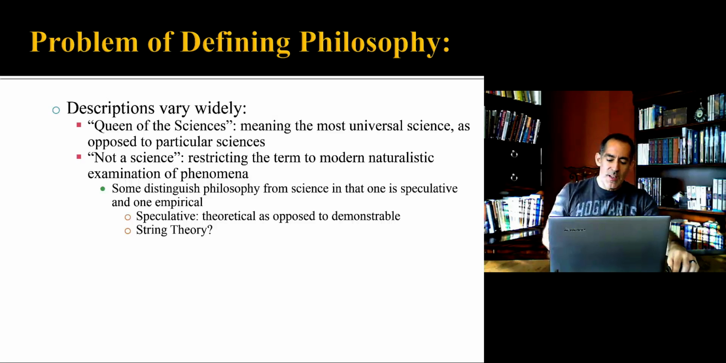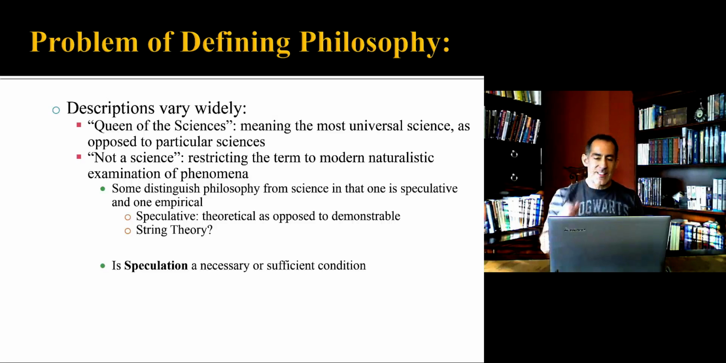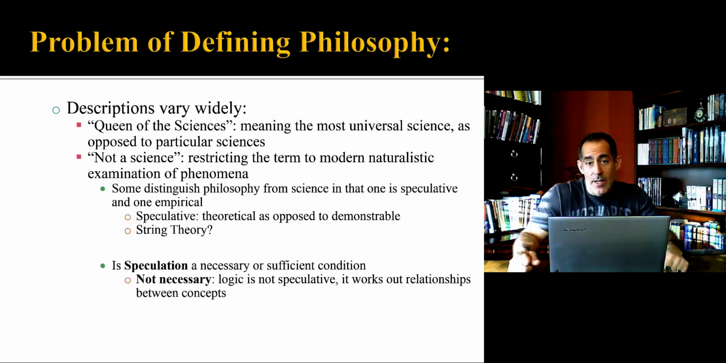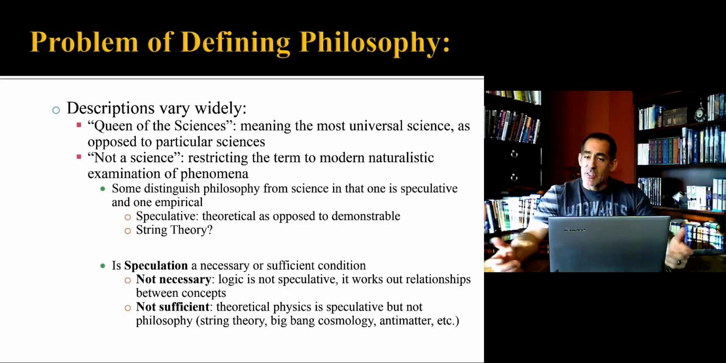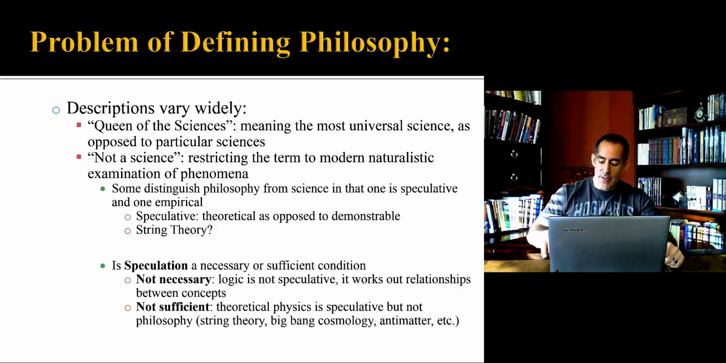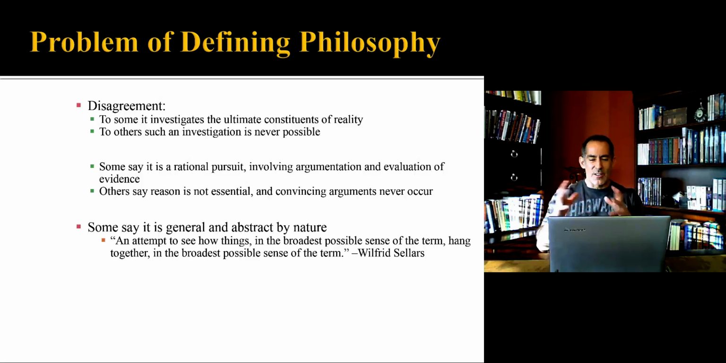Okay, so again, maybe it's going to be difficult. Is speculation necessary? Or is it sufficient, or is it neither one? Doesn't seem to be necessary, because there are actually branches that we do consider philosophy that are not about speculation. For instance, logic, right? Logic is about working out relationships between various concepts and statements. It's a lot like math in a certain way, so it's not speculative at all. Maybe it's not sufficient. Like I said with string theory, it doesn't seem to be sufficient because string theory is speculative, but not philosophy.